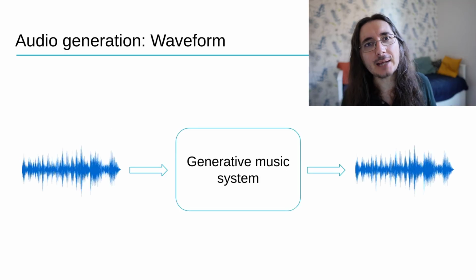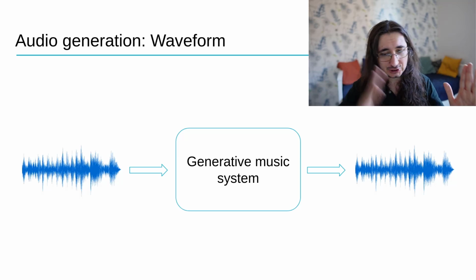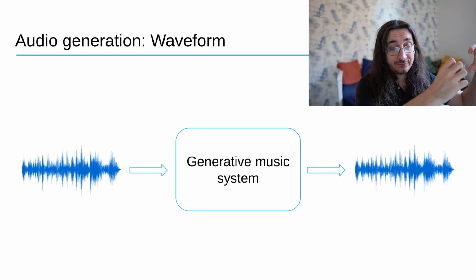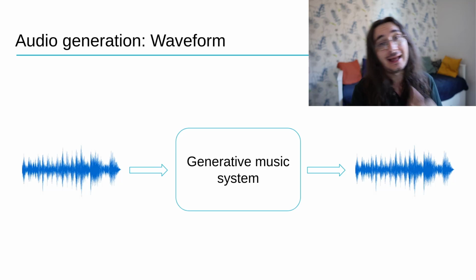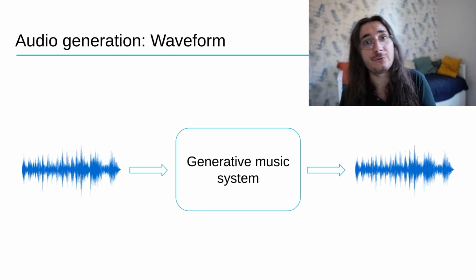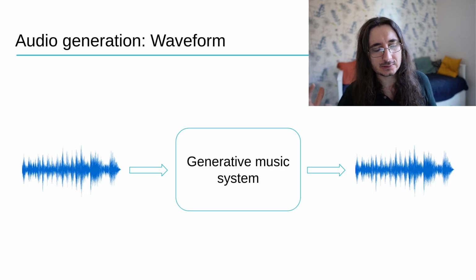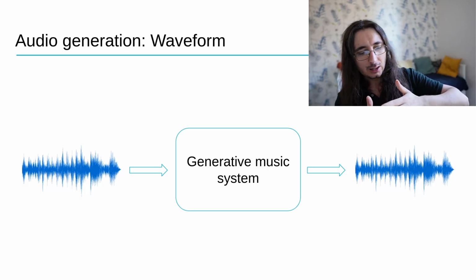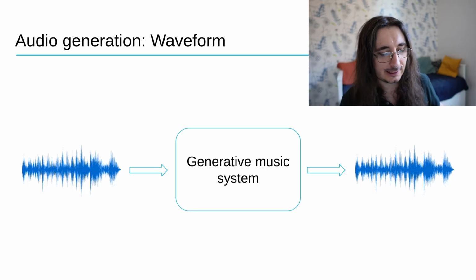There are different types of audio-based generations. We can use an end-to-end waveform approach where we feed a waveform directly into the generative music system and we get out another waveform. A problem that we have with this is that waveform representation of music is very highly dimensional, so the size of these models and the look back capacity of these models is problematic.